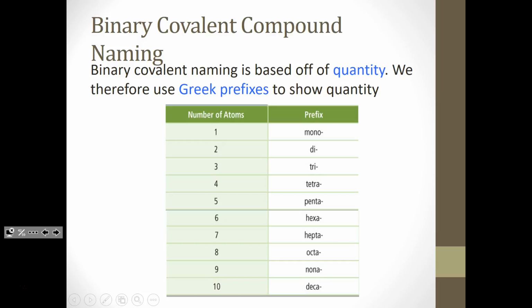Those are common ones, but there are some that might be new to you. For example, 1 is mono, which you may have known, but maybe not. 4 is tetra, 5 is penta, 7 is hepta, 9 is nona, and then 10 is deca. Those are some you may not be so familiar with. So it's really important that you commit to memory these 10 prefixes because you won't have them on a cheat sheet for an exam. You'll need to know those.